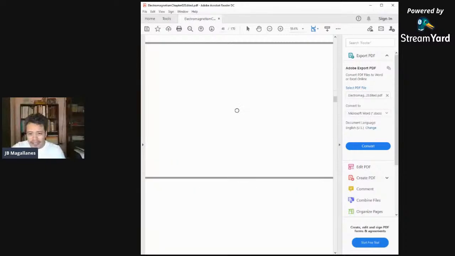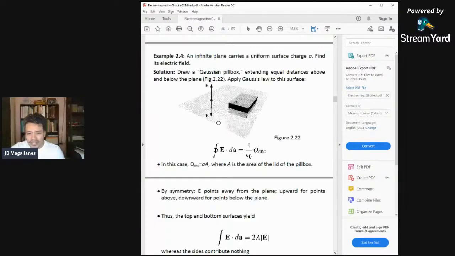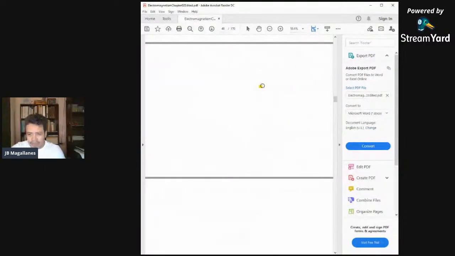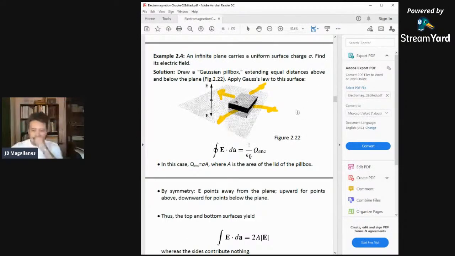On the sides of the field box, the direction would be this way or that way. The direction of the patch of area on the sides of the field box will be on that way. So how do they compare with the direction of the electric field? The direction of the electric field is always upward or downward. And so a patch of area on the sides of the field box will have a direction perpendicular to the electric field.